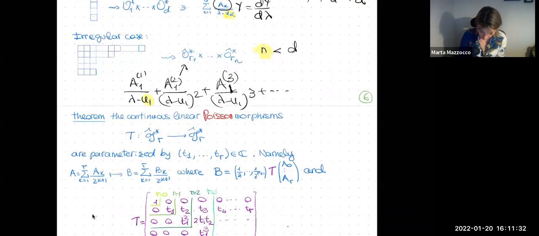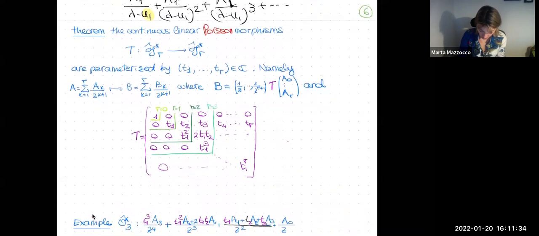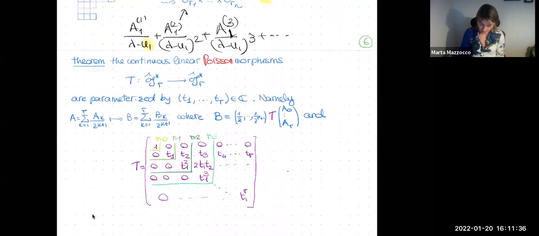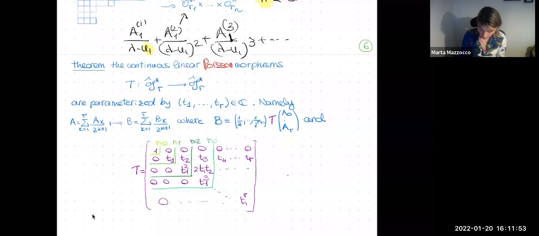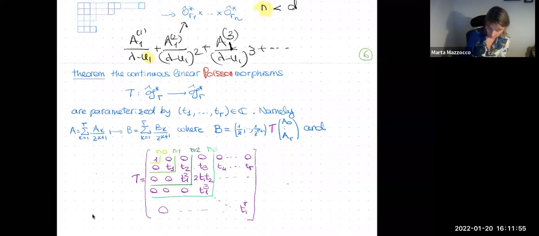So what we do is to introduce some extra times by essentially studying the continuous linear Poisson morphisms of these Takiff algebras. The point is that we want to introduce some extra deformation parameters.